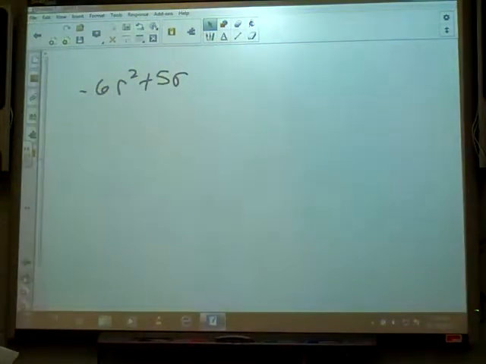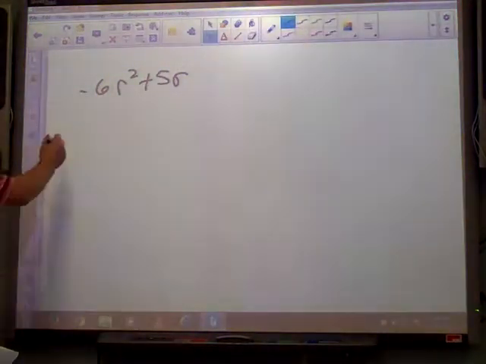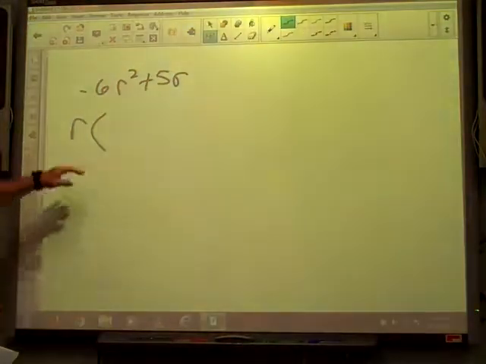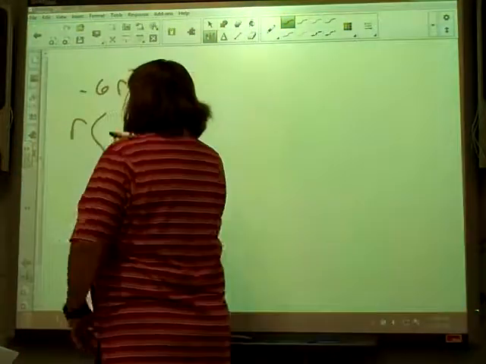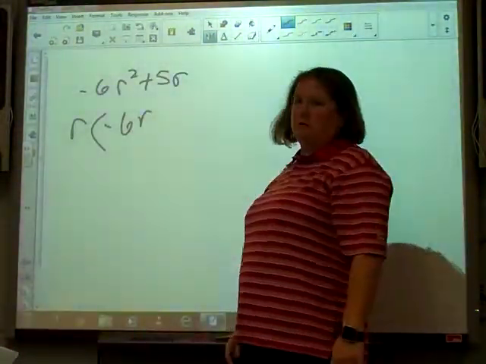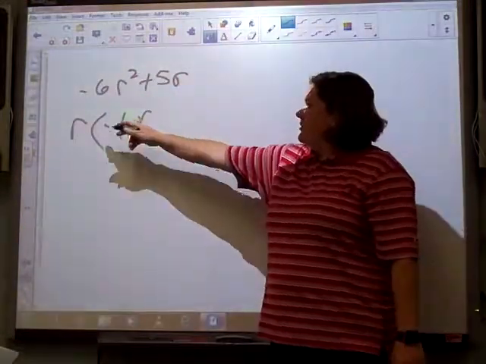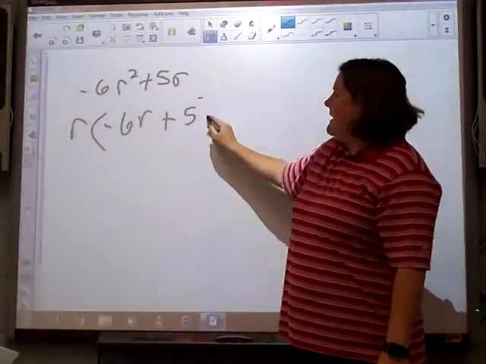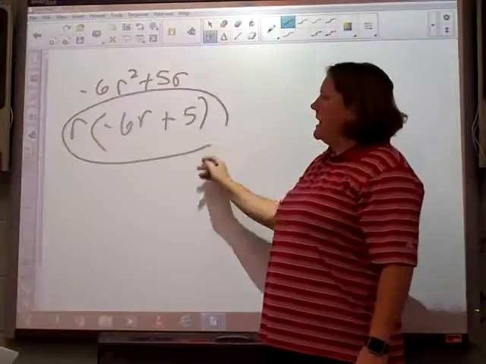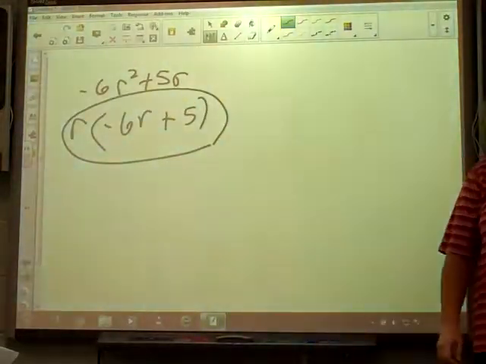Alright, Aaron, can you tell me a GCF I can take out? Alright, I like it. If I take an R out of both of those, negative 6R squared divided by R would be negative 6R. 5R divided by R will be 5. There's one answer. I like it. Chase, what else could I have taken out?